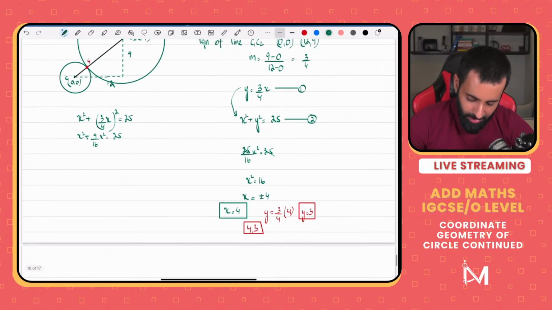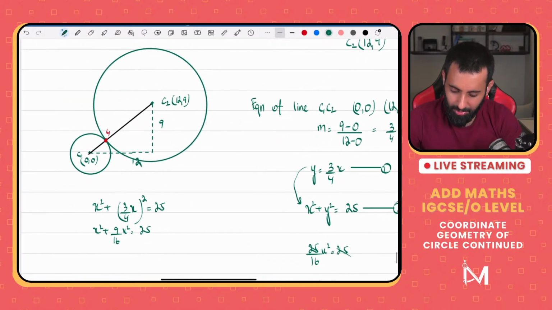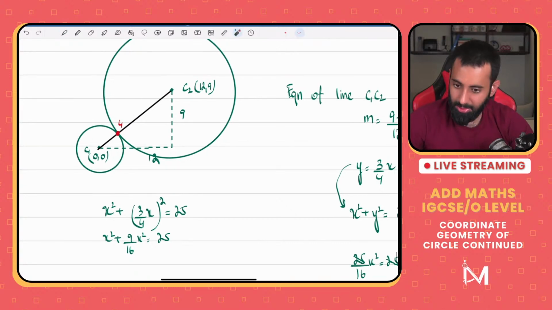Oh yeah, there's a different method also. Different method, okay. The different method is similar triangles.